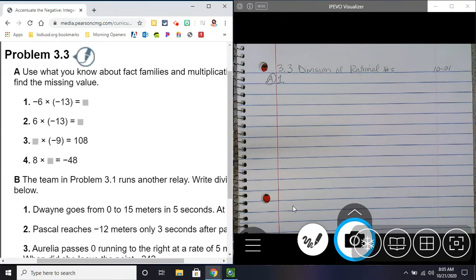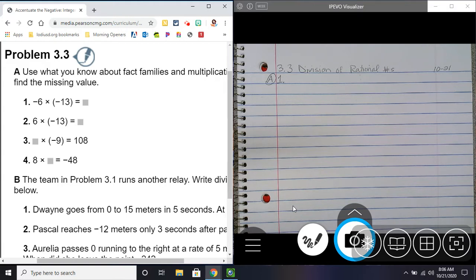All right, problem 3.3 is called division of rational numbers. So this time we're moving on to multiplication and division fact families and figuring out how to divide and what the rules are with division. Starting with problem A, it says, use what you know about fact families and multiplication to rewrite, if necessary, and find the missing value.